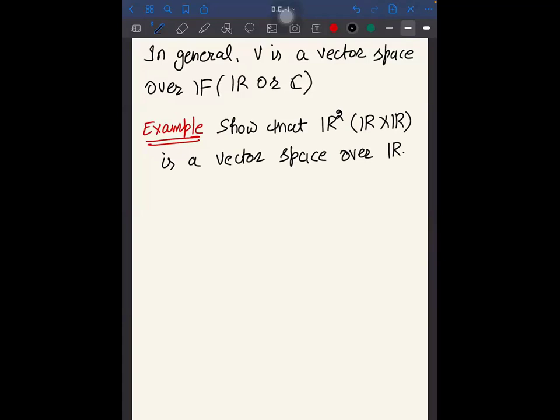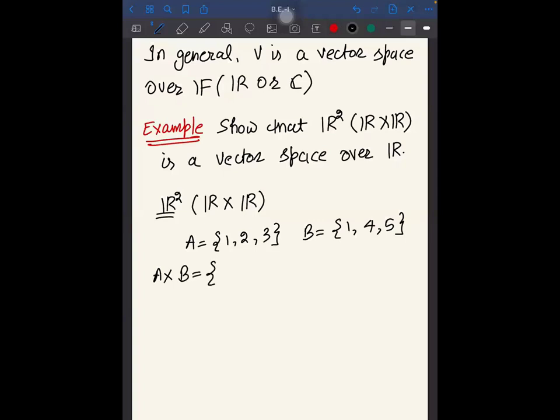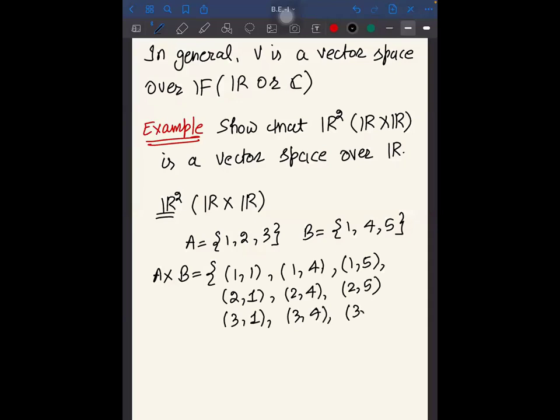So before going to prove these 8 properties, first of all, understand what is R2. Let's say you have A, that is {1, 2, 3}, and you have B, let's say {1, 4, 5}. So how do you calculate A cross B? Yes, tell me. Yes, they are tuples. What are they? They are tuples. (1,1), (1,4), (1,5), (2,1), (2,4), (2,5), (3,1), (3,4), (3,5). So how do they look? Can you tell me how they look?